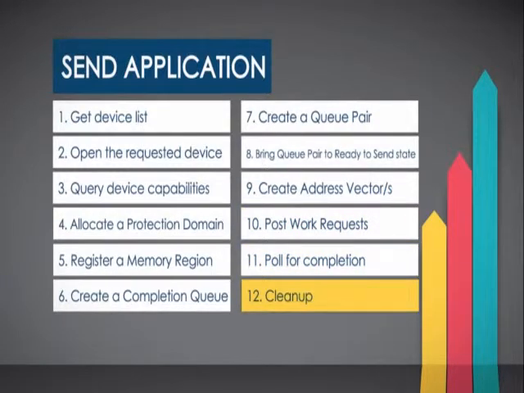And 12, cleanup. Steps 1 through 7 are for creating the resources, context operations. Once a device has been opened, we can get specific information about a device and its ports, create completion queues and protection domains, which can be used for further operations. In Step 8 and 9, we configure the queue pair and the remote peer address vector. Finally, in Step 10 and 11, we perform the data send operation, and Step 12 shows us how resources are destroyed.